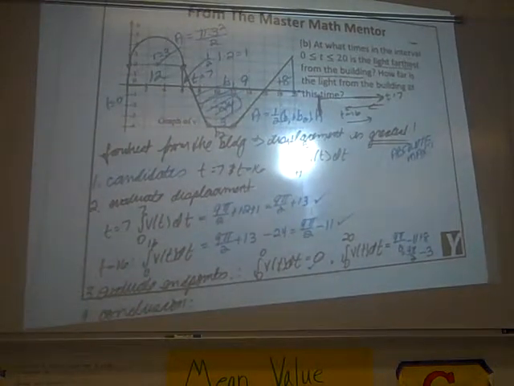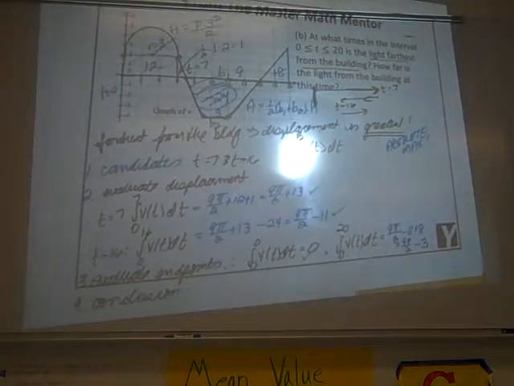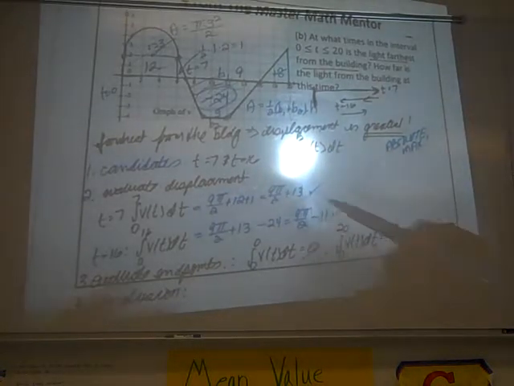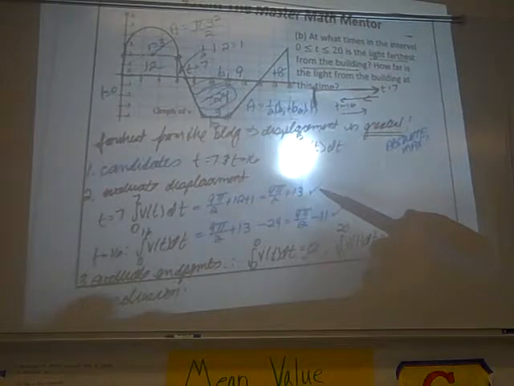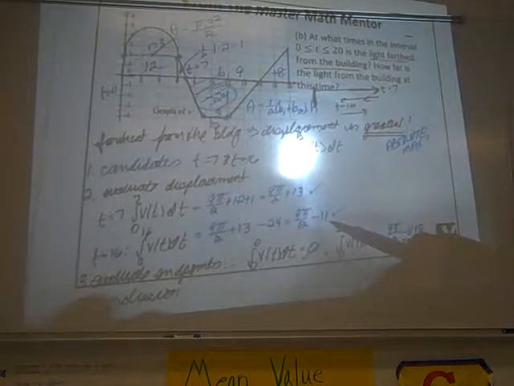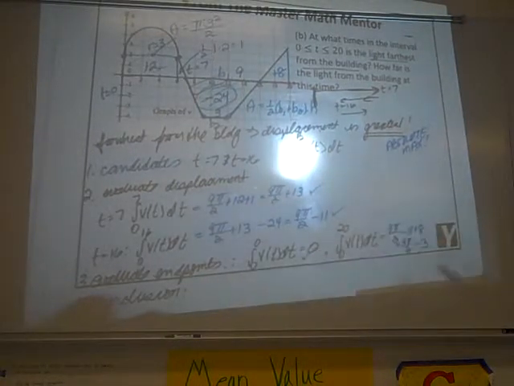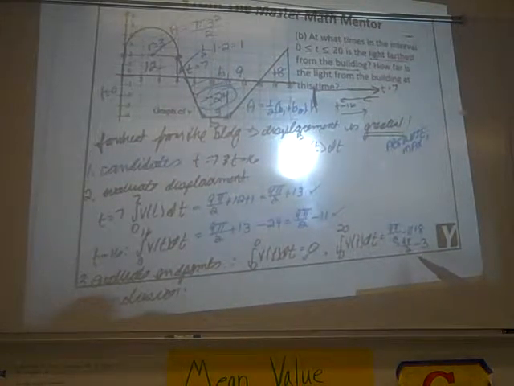Now, before you wrap this up, before you give yourself a high five for being a super smarty, make sure you answer the questions. The original question said, at what time in the interval is the light farthest from the building? Well, at what time is the displacement greatest? Is it 9 pi over 2 plus 13? Is it 9 pi over 2 minus 11? Is it 0, or is it 9 pi over 2 minus 3?